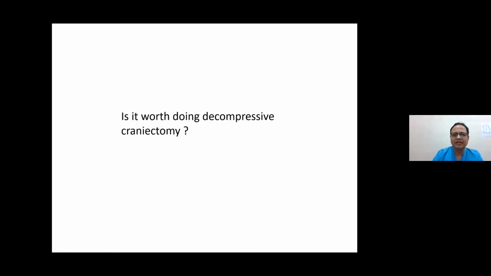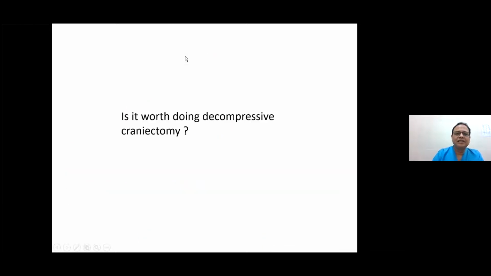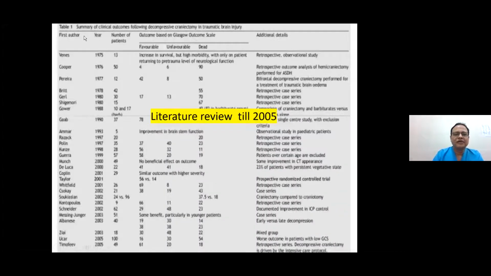Knowing that so much of complication, 40% incidence of CSF related complication, 10% seizures, 10% herniation, is it worth doing decompressive craniectomy? If one looks at the literature review till 2005, it was very controversial. One can see that people reported favorable outcome from 4% in 1976 to 78% in 1990, and it came down again to 16% in 2005 and 61%. So the outcome of decompressive craniotomy has been variable, starting from 4% to 80%. So it was not clear whether it is worth doing this kind of procedure and having so many complications also.